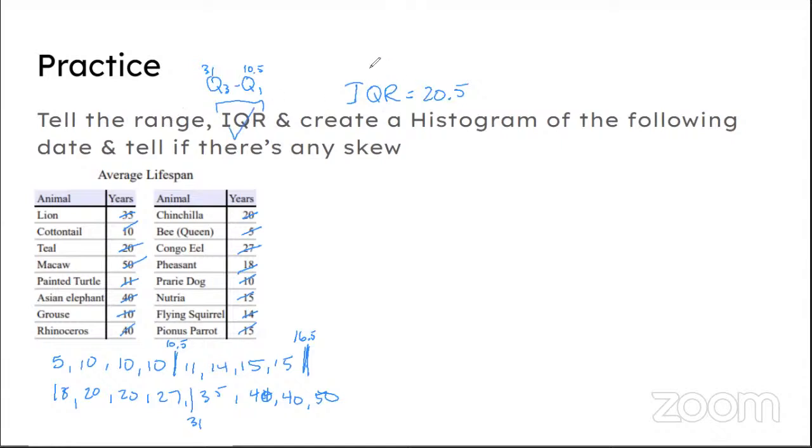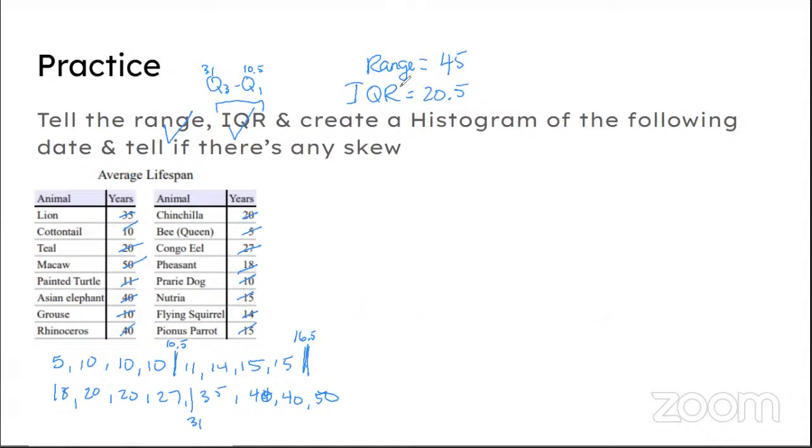It also asks us for range. So let's figure that out. What is our range? You take the highest number 50 minus 5. So it's going to be 45. The max minus the minimum. So we got range and IQR. So the only thing left to do is to create a histogram.